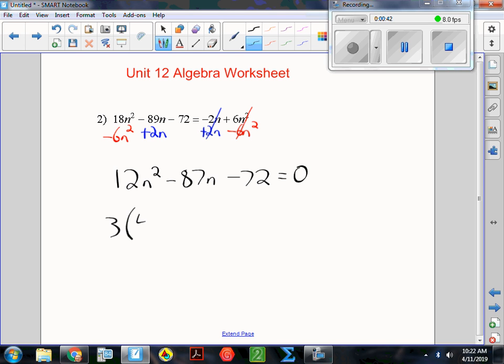12 divided by 3 is 4, so 4n squared. I can use my calculator to help me. 87 divided by 3. If it doesn't work, then I'm kind of done. That's 29, so it did work. And then 72 divided by 3 should be 24. Now I can split up my factors.